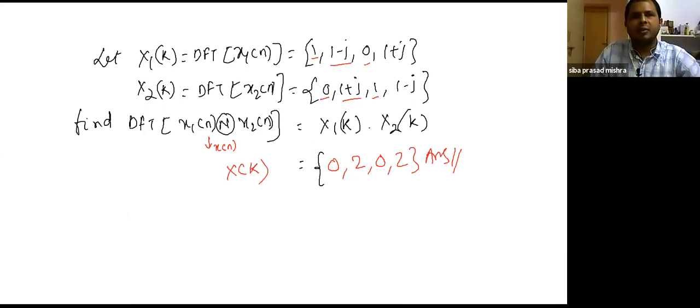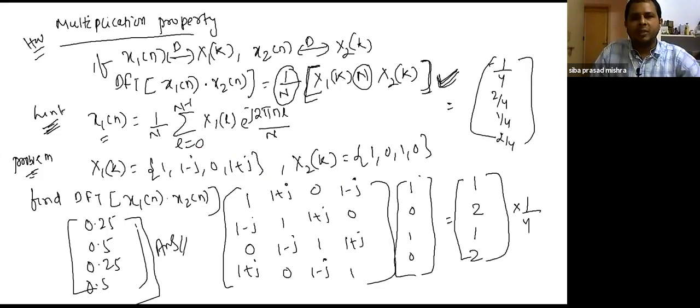After that we discussed the multiplication property, meaning multiplication in the time domain becomes circular convolution in the frequency domain. That's just the opposite of the circular convolution property. The proof is also given. Homework hint I gave: simply replace x1[n] by its inverse formula and proceed. Exchange the summations, and you will get the answer automatically.